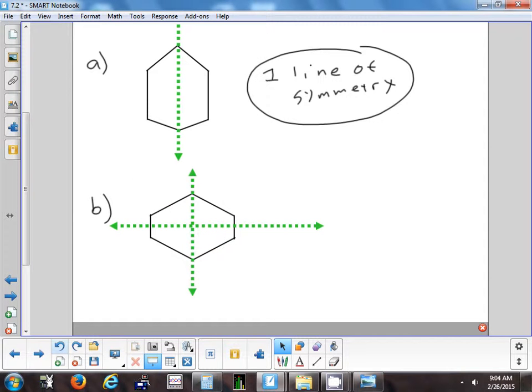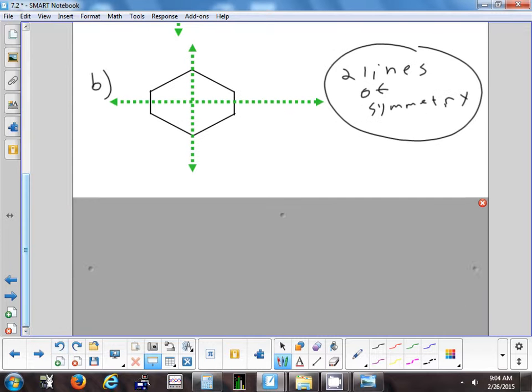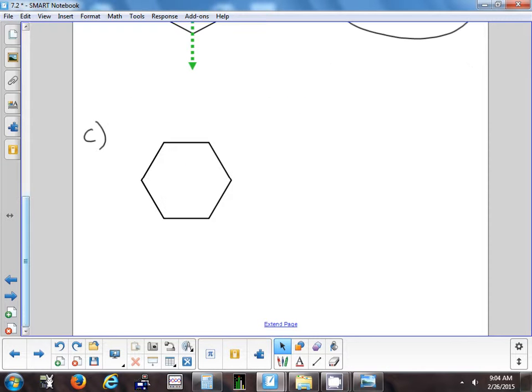Yeah, there are no more. Okay, in this shape, there's only 2 lines of symmetry. Okay, any question on that? There's only 2. Okay, how about this one? Any thought? Just throw one line out so we can draw it.